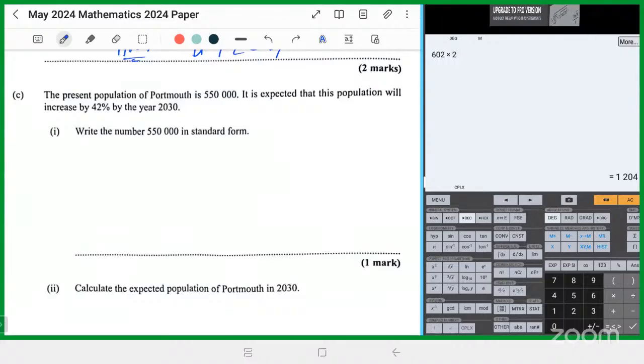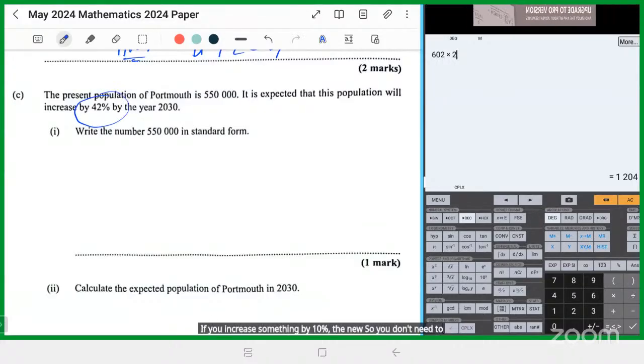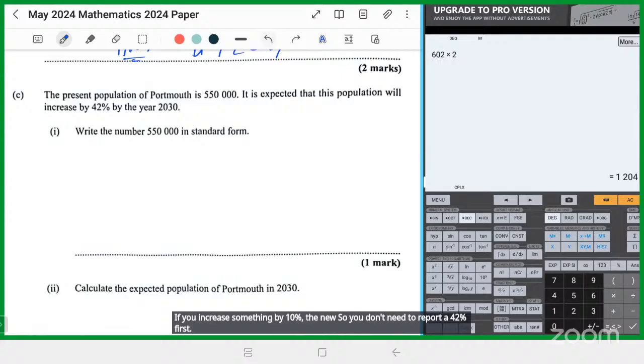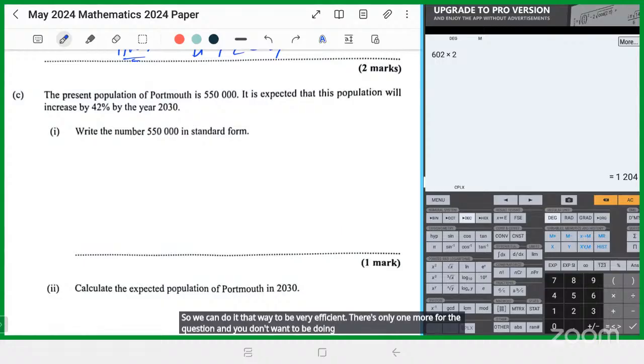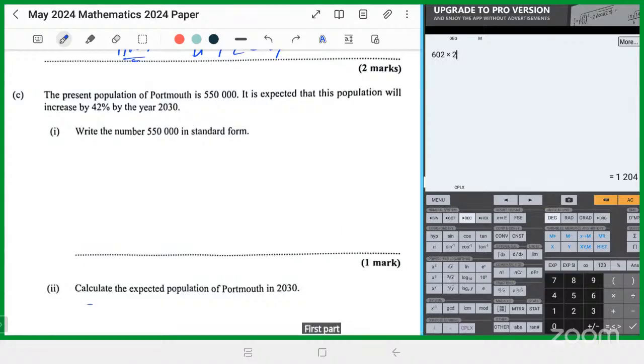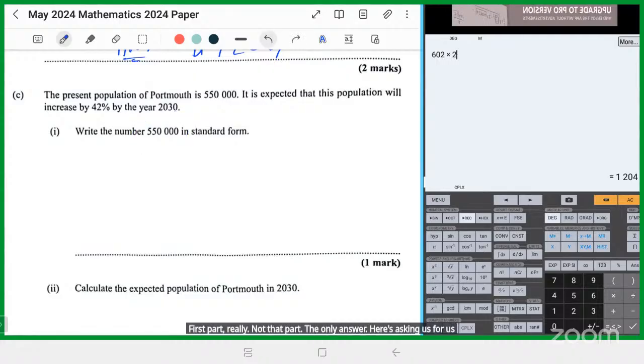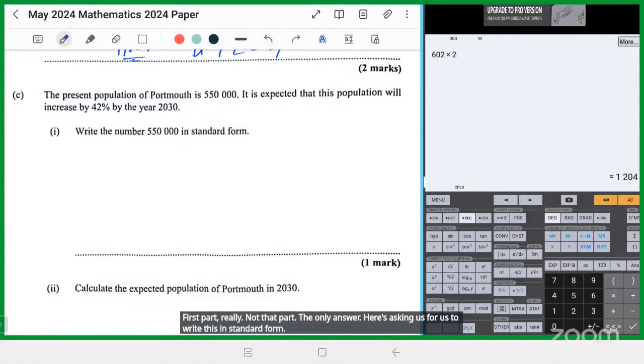So you don't need to work out the 42% first. All we know is that the new figure is going to be 142% of what it was before. So we can do it that way to be very efficient. It's only 1 mark for the question, and you don't want to be doing too much stuff. First part, well, not that part. The only part is what it's asking for. Here it's asking us first to write this in standard form. So we have this number that we want in standard form.